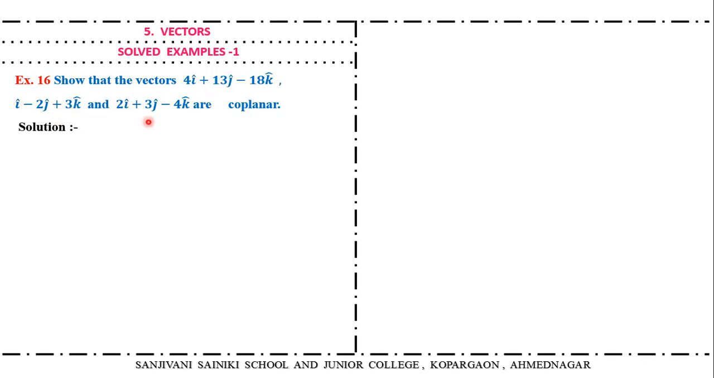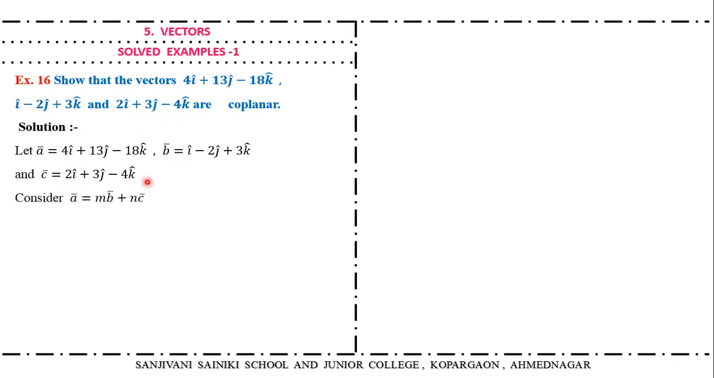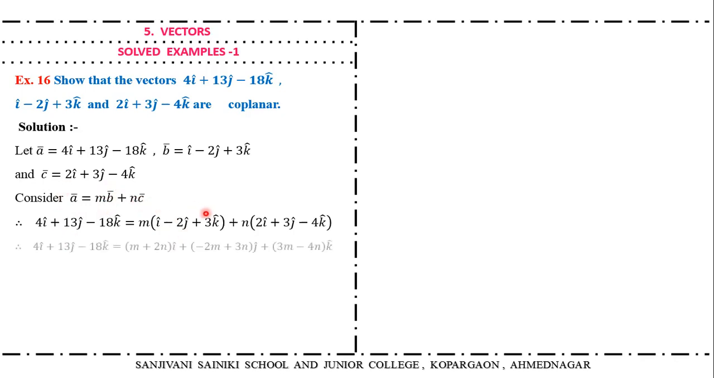The next example is: show that the vectors 4i plus 13j minus 18k, i minus 2j plus 3k and 2i plus 3j minus 4k are coplanar. We have to show they are coplanar. Let a bar be equal to the first vector, b bar the second vector, and c bar the third vector. Then you have to consider a bar is equal to m b bar plus n c bar. So a bar is a scalar multiple combination of b bar and c bar.